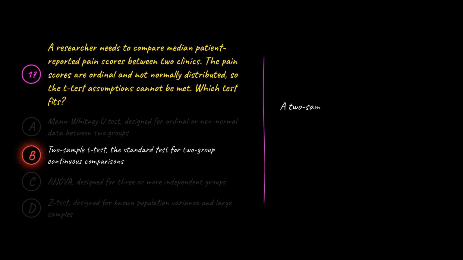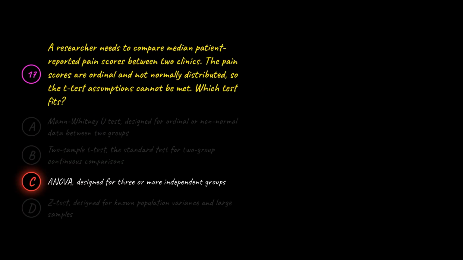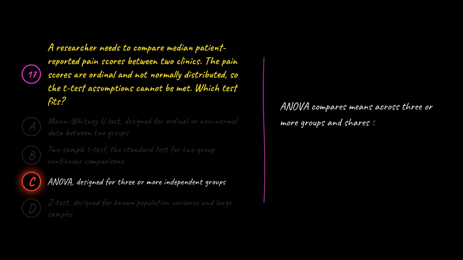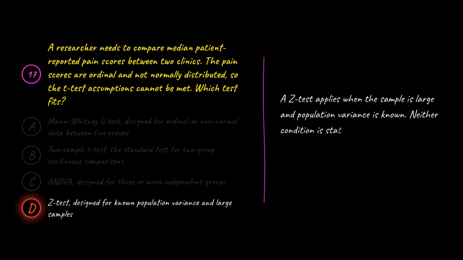B is wrong because a two-sample t-test assumes the data is continuous and roughly normal. Ordinal scores that violate normality undermine its validity. C is wrong because ANOVA compares means across three or more groups and shares the same parametric assumptions as the t-test. The scenario has two groups, not three. D is wrong because a Z-test applies when the sample is large and population variance is known. Neither condition is stated, and the deeper concern about ordinal non-normal data still rules out Z.